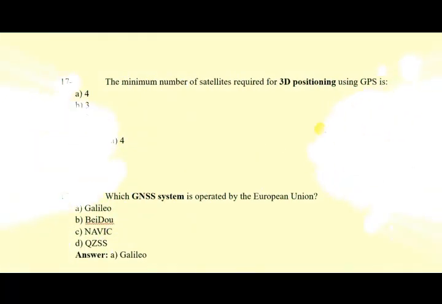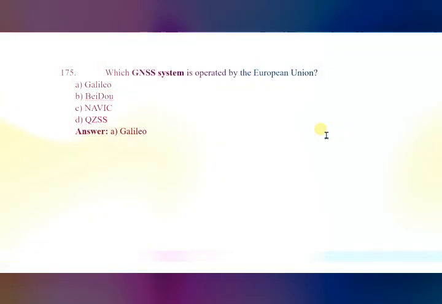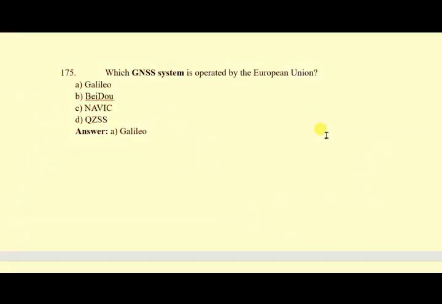Question 174. The minimum number of satellites required for 3D positioning using GPS is 4, 3, 2, 5. Here the right answer will be 4. 175. Which GNSS system is operated by European Union? Galileo, Beidou, NavIC, QZSS. Here the right answer will be Galileo.